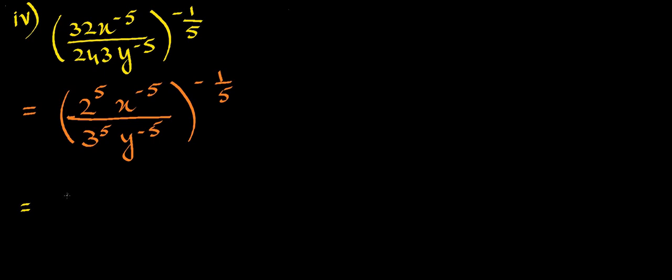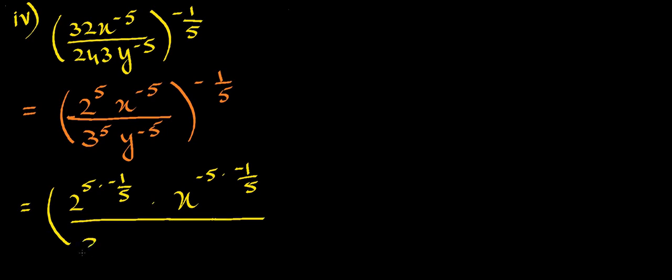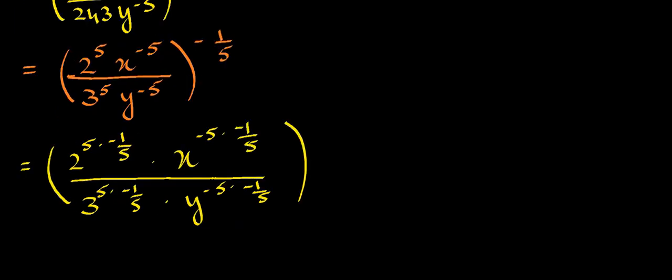So we will have 2 raised to 5 multiplied by minus 1 upon 5 into x raised to minus 5 into minus 1 upon 5, upon 3 raised to 5 into minus 1 upon 5 into y raised to minus 5 into minus 1 upon 5. Bracket is not really required over here.